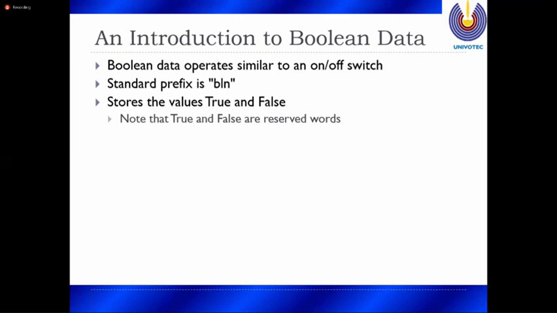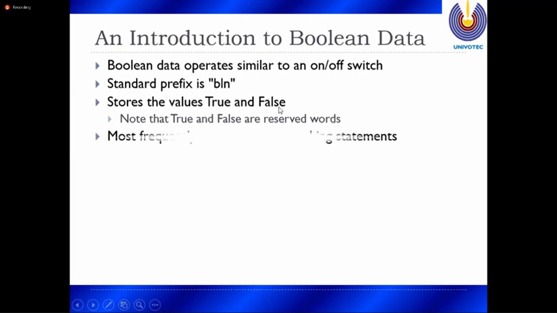Note that true and false are reserved words. Then you cannot use them in your coding for another variable name. Some other reserved words are integer, int, double. Those are reserved words; you cannot use them for any object name or variable name. Booleans are most frequently used in decision making.